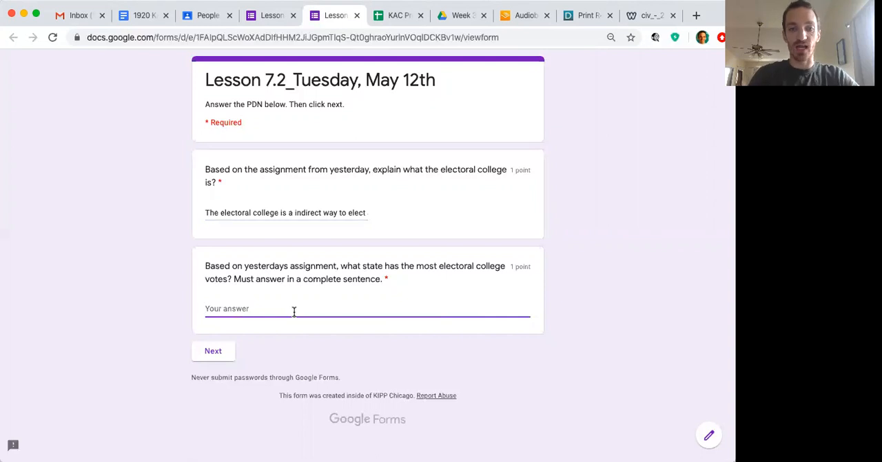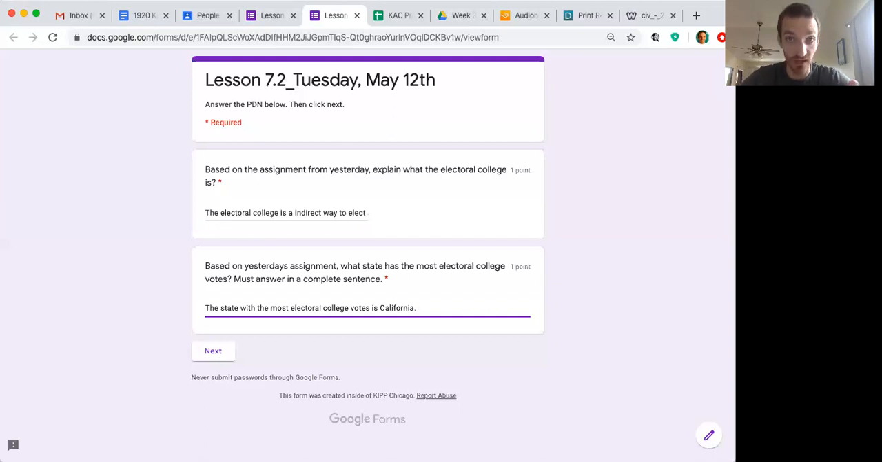Based on yesterday's assignment, which state has the most Electoral College votes? The state with the most Electoral College votes is California. If you remember correctly, based on yesterday's assignment, it is California based on the population of the state. California is a large state that has a lot of people living in it. So based on the population, they have the most.